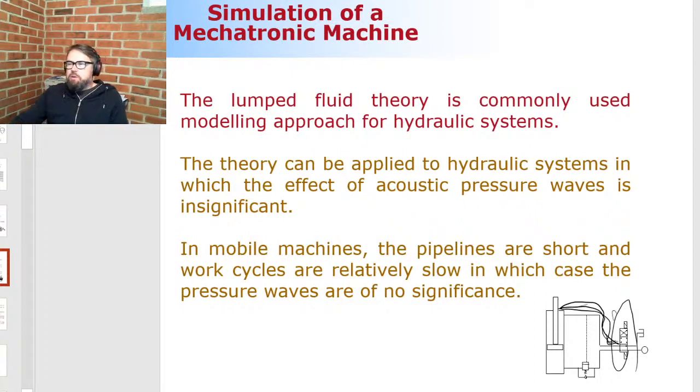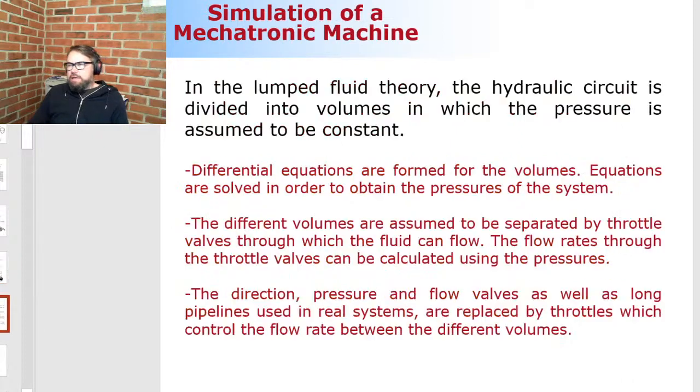It's very, very often used. Here it is mentioned, mobile machines. So in mobile machinery, heavy machinery, it is very often the case that the pipelines are short. Work cycles are relatively slow. In that case, the pressure losses are not usually very significant, so we can ignore them. Okay, this is too much to read. Let's look at the picture in a second, but just summarizing.